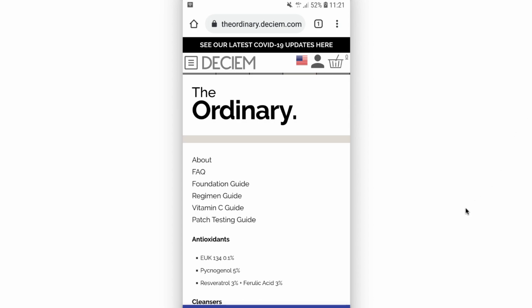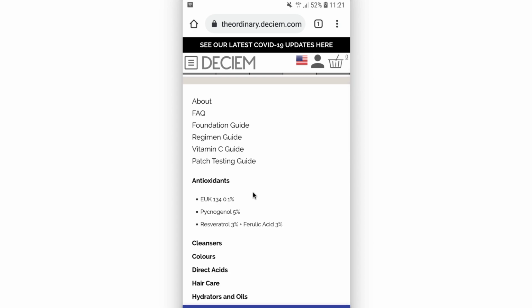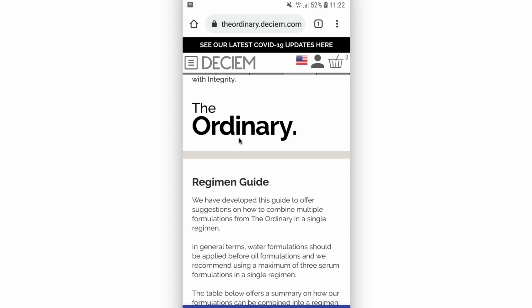Now, as you can see, you have different guides right here on the top, and depending on the question and the concern that you may have, you may want to go with that specific guide. So since we want to know more about what you can use after the Ordinary Salicylic Acid mask, the guide that we need to click on is the Regimen Guides. As it already tells you, it is going to guide you through your regimen so that you know how you can use the specific products that you may have at home, so that you also know how you can set up your skincare routine.